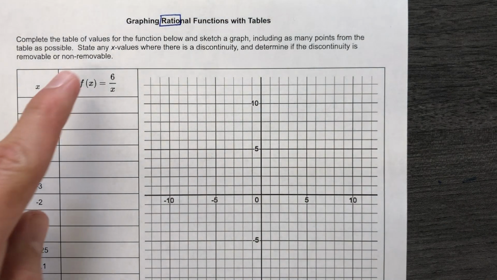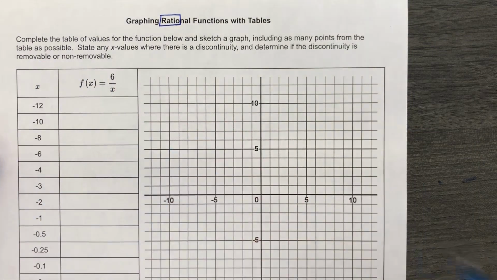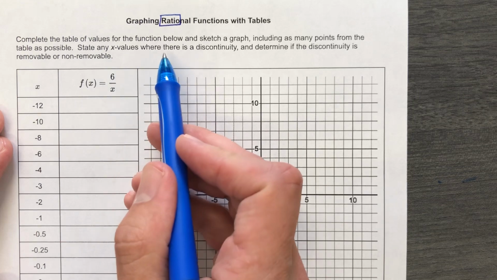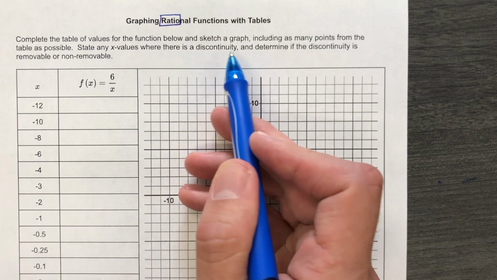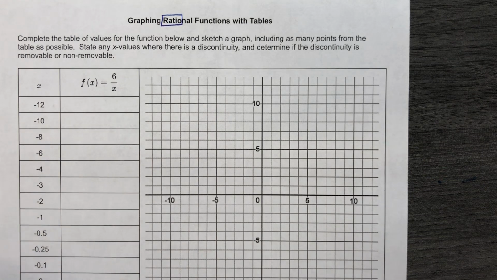We're going to complete the table of values for the function below. Sketch a graph, including as many points from the table as possible. We might have some that may run off the graph, but we'll see. State any x values where there is a discontinuity. What's that? And determine if the discontinuity is removable or non-removable. What in the world? Okay, we'll talk about that when we get there.